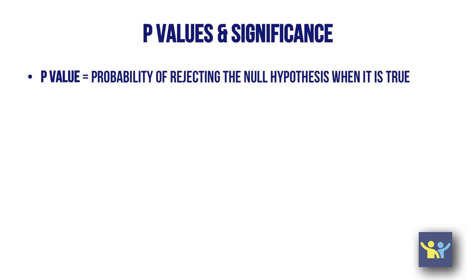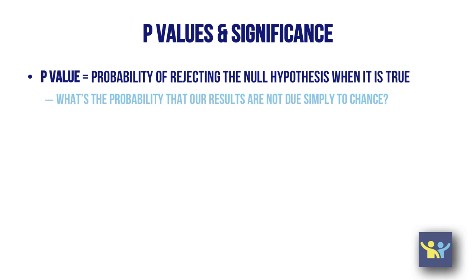This is where the concept of statistical significance, or p-values, comes in. You'll see p-values reported in positive psychology articles. The p-value tells you the probability of rejecting the null hypothesis when it's true. So in simpler terms, it's telling you the likelihood that your results were just due to chance or error in the data collection.